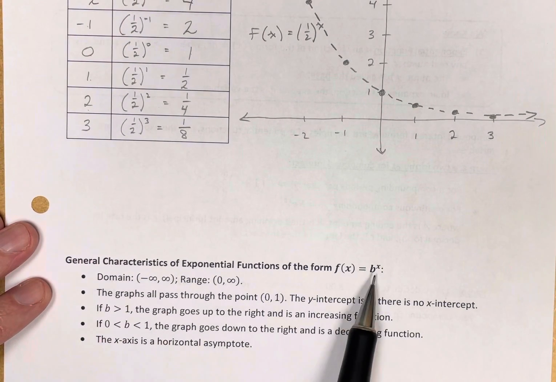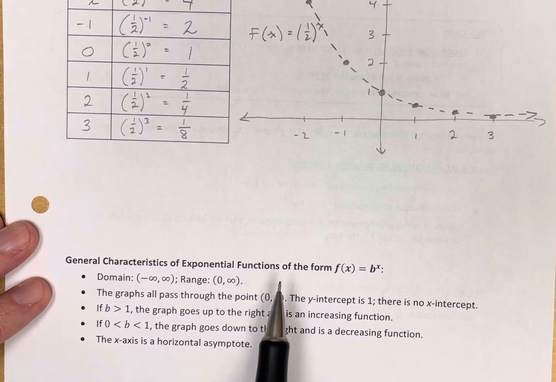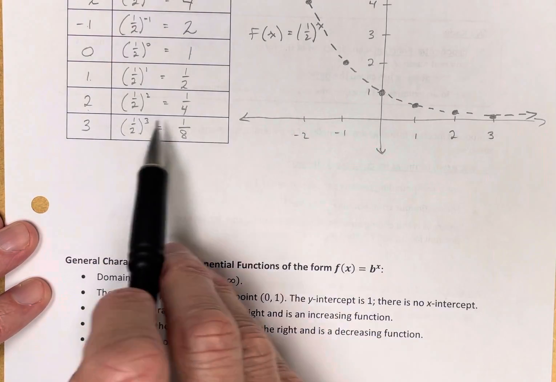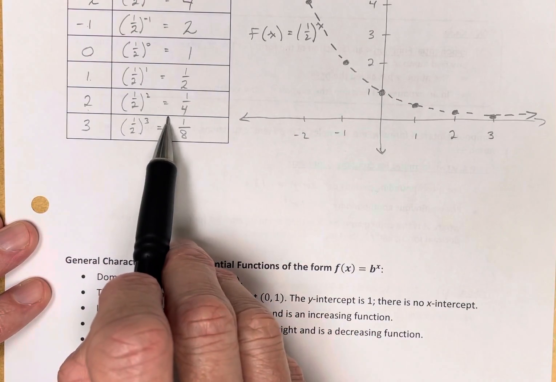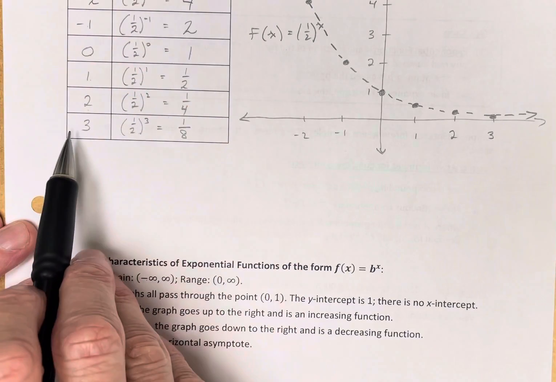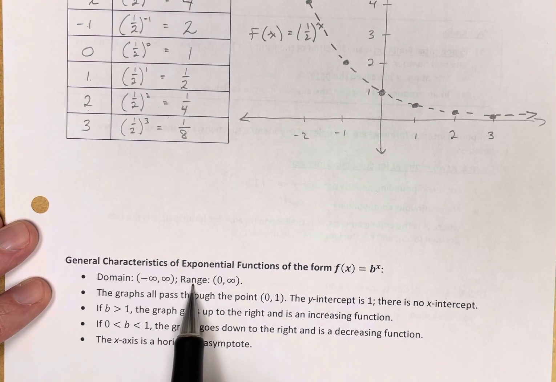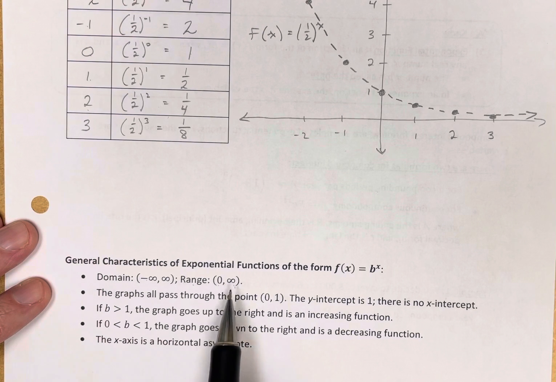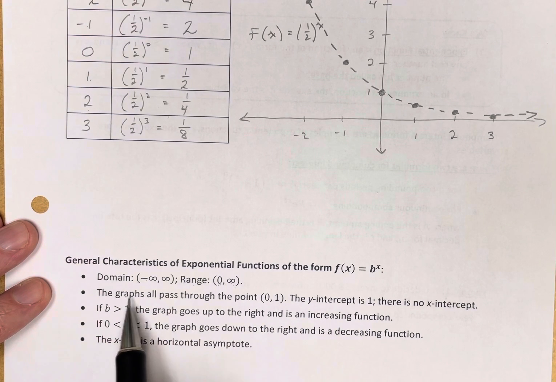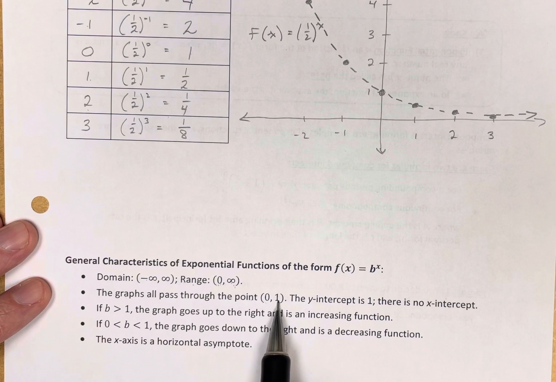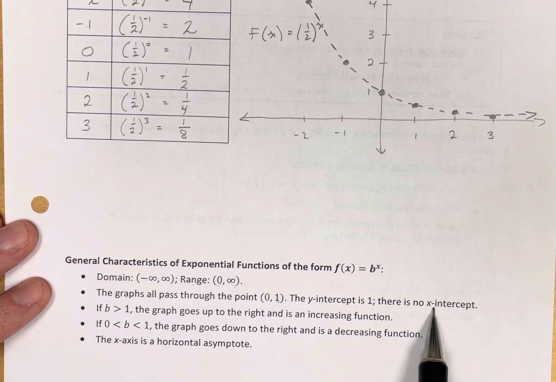So general characteristics of exponential functions. The domain is all real numbers. The domain goes from -infinity to +infinity. We can put in any x value we want. The range, however, the y values are limited to the positives. They're greater than 0 up to infinity. Okay, and 0 is not included. As we mentioned, the graphs all pass through the point 0, 1. The y-intercept is therefore 1. There's no x-intercept. This graph does not touch the x-axis.